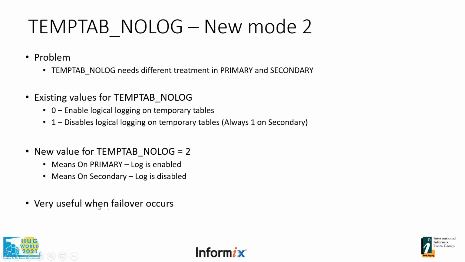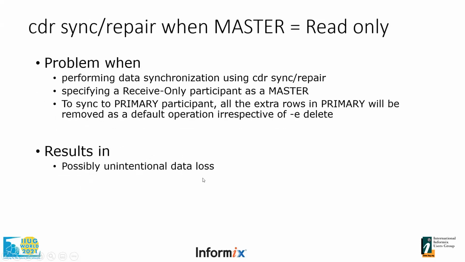But what happens when the failover occurs? When secondary becomes a primary, and the secondary was holding the value of 1 while the primary needs a value of 0 to enable all the logging on the temporary table, the DBA has to make sure that he goes and resets this value. So now with this mode 2, it depends on whether it is primary. If it's a primary, the log will be automatically enabled. If it's a secondary, then the log will be disabled. This is a handy one.